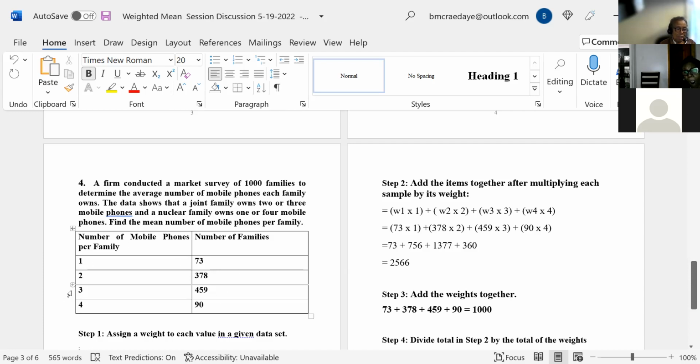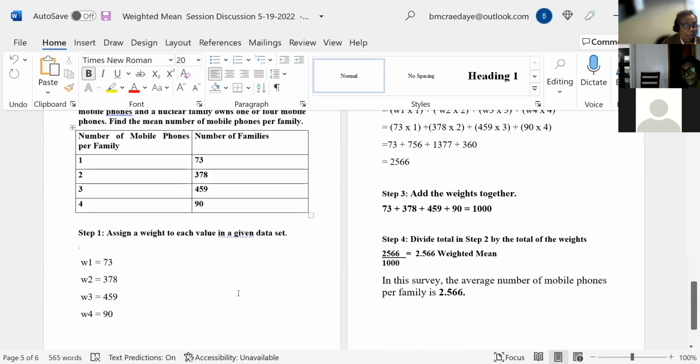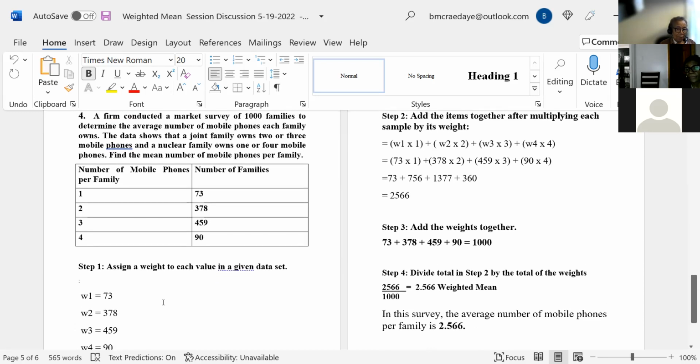459 had 3 mobile phones per family. And 90 families had 4 mobile phones per family. Now, here we could just give a weight. Weight 1, 73. Weight 2, 378. Weight 3, 459. Weight 4 is 90. So we just gave them weights, right? 1, 2, 3, 4. Now, that's the first step.